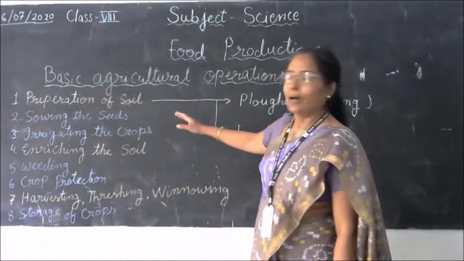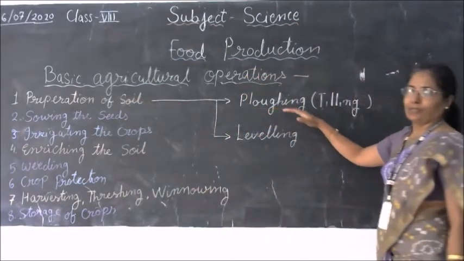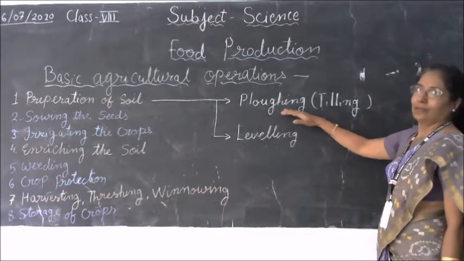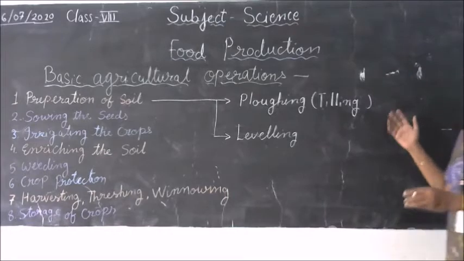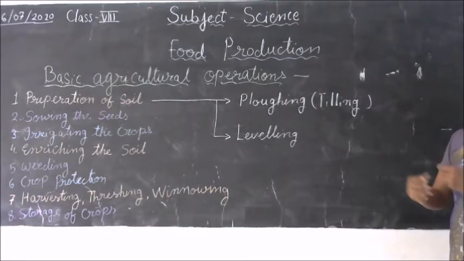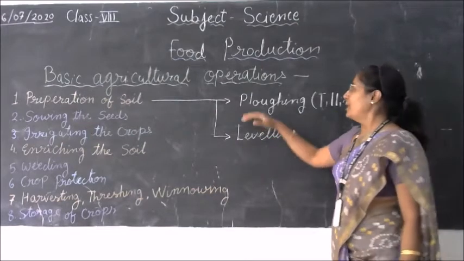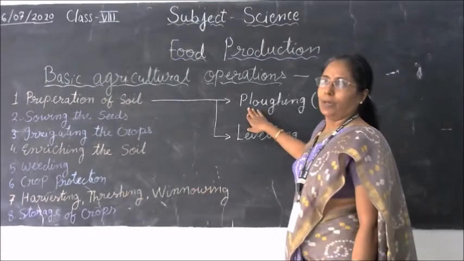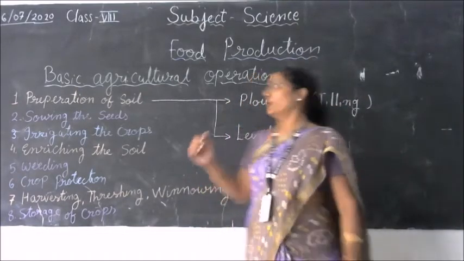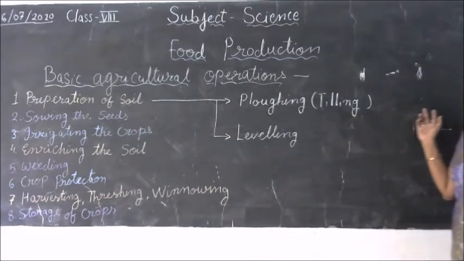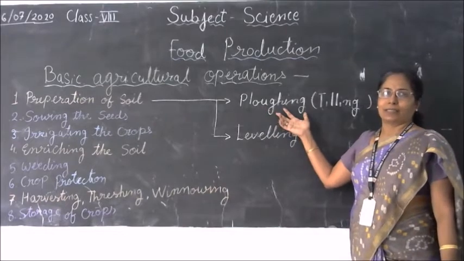First, we will understand about preparation of soil. Soil is prepared in two ways. First is plowing, that is also called tilling, right? Farmers actually turn down the soil and make it friable. And second is leveling. Plowing is done by plows. In early times, farmers used bulls to plow the field with the help of plows. Nowadays, plowing is done by tractors.